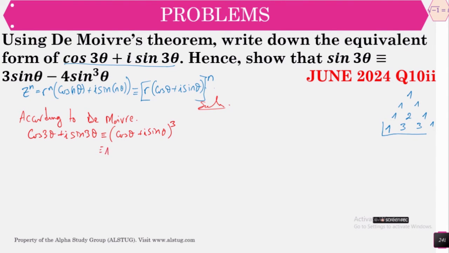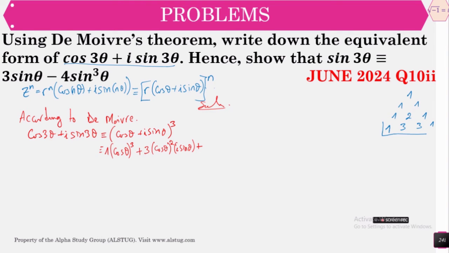So we have 1. The first entry, cos theta, is raised to the power 3. Then we have plus our next coefficient, 3. First entry, cos theta, will be raised to the power 2. Second entry is i sine theta, raised to the power 1. Next coefficient is still 3, as in 1, 3, 3.